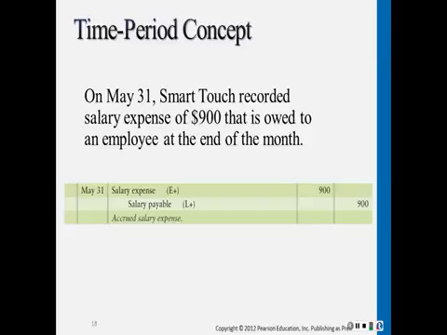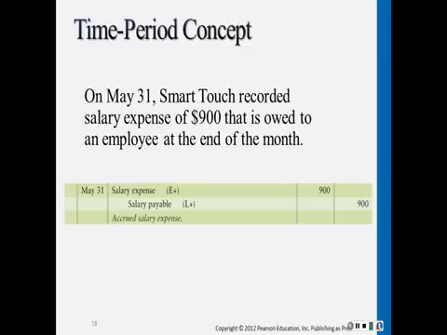On May 31st, the business recorded salary expense of $900 that is owed to the employee at the end of the month. Smart Touch's accrual entry was as follows: a debit to salary expense for $900 and a credit to salaries payable for $900. This entry assigns salary expense to May, the month in which the employee worked for the company.